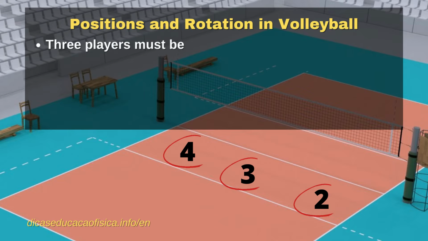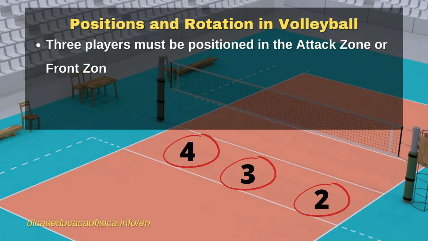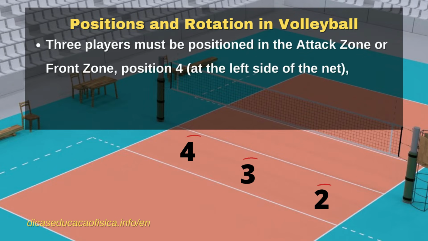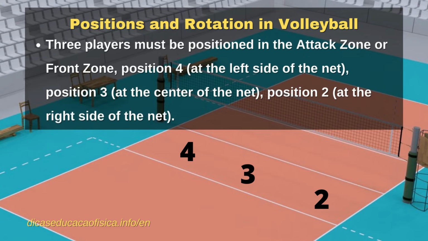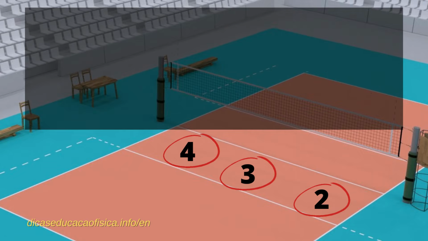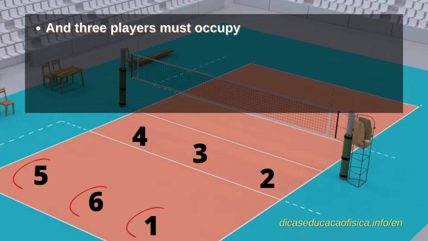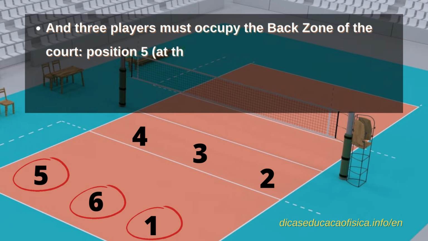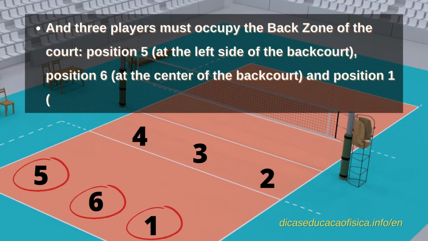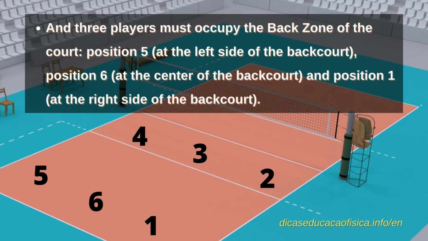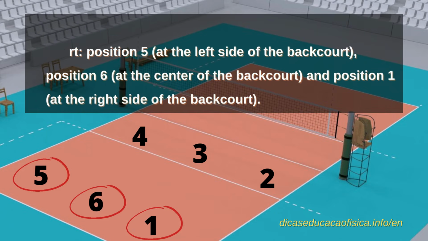Positions and rotation in volleyball. 3 players must be positioned in the attack zone or front zone: position 4, at the left side of the net, position 3, at the center of the net, position 2, at the right side of the net. And 3 players must occupy the back zone of the court: position 5, at the left side of the backcourt, position 6, at the center of the backcourt, and position 1, at the right side of the backcourt.